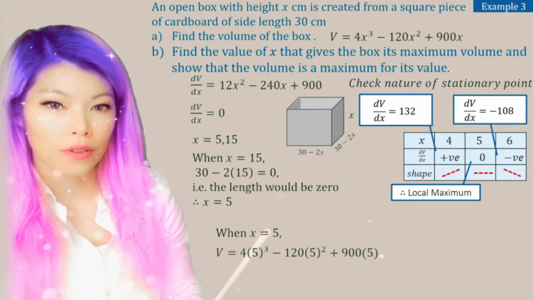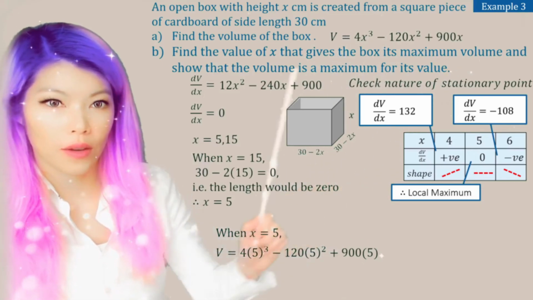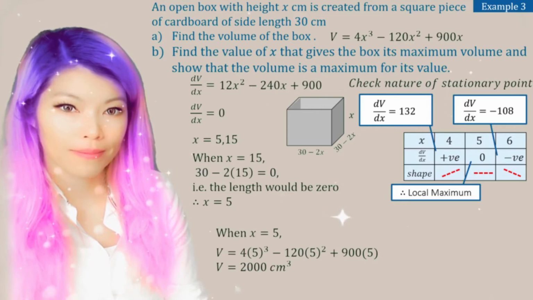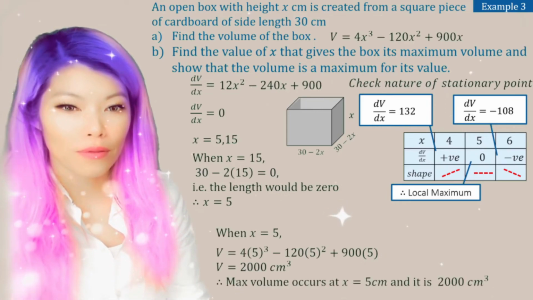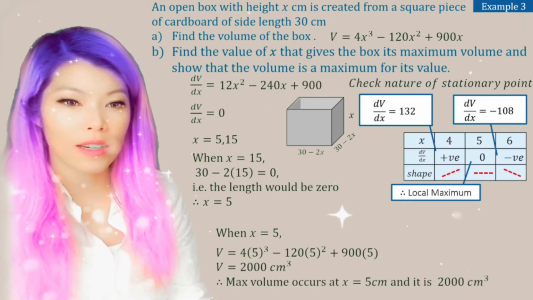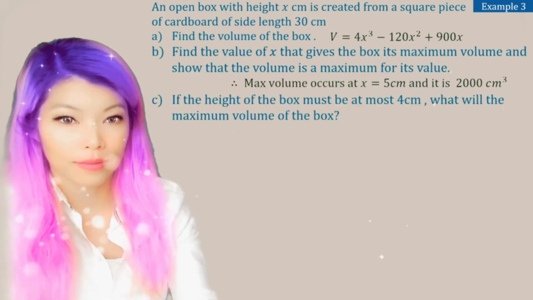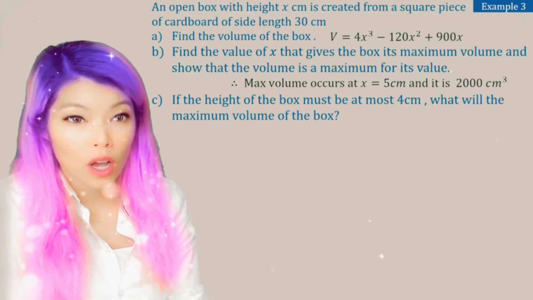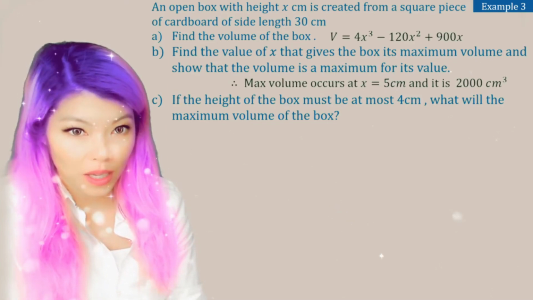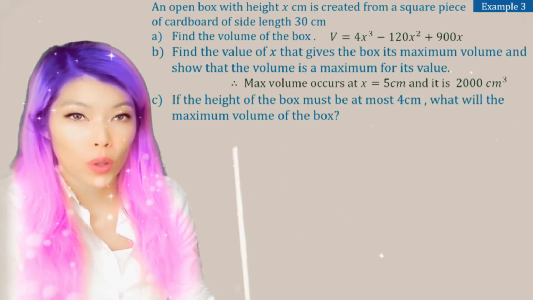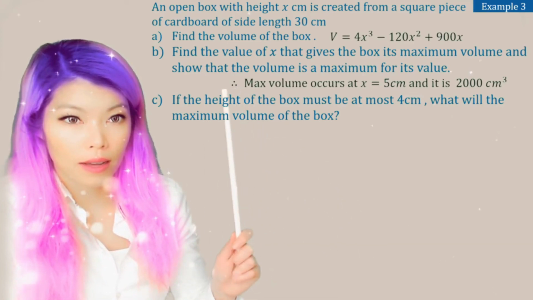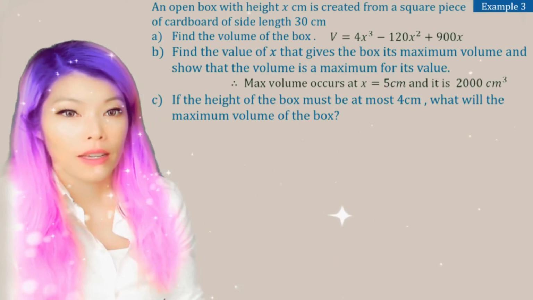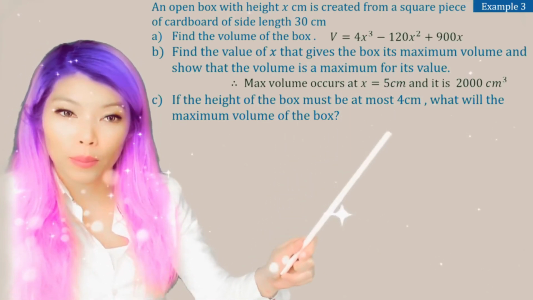So when x is 5, the volume, which is the equation up there, is equal to 2000 centimeters cubed. So the maximum volume occurs at x equals 5, and it is 2000 centimeters cubed. Part C. If the height of the box must be at most 4, what will the maximum volume of the box be? Now this is similar to what we talked about in the previous example, where we change the domain and now the maximum is different. It's probably the endpoint, but we'll check.